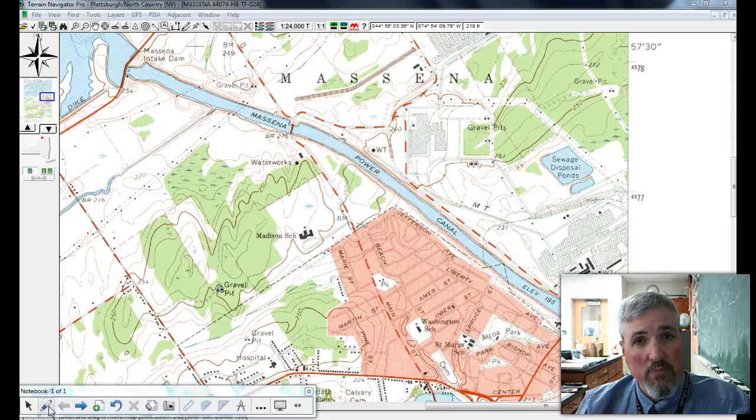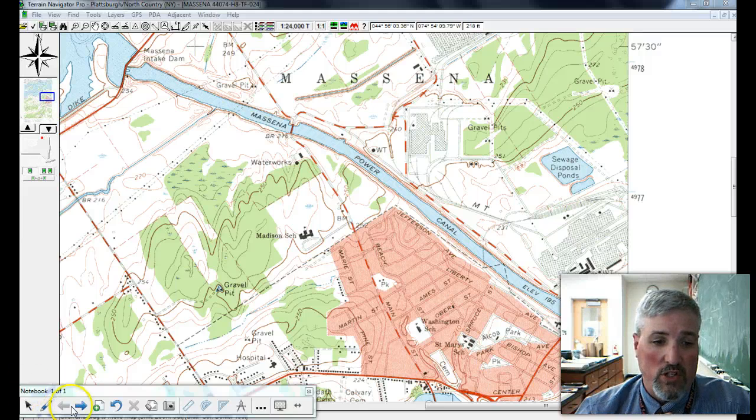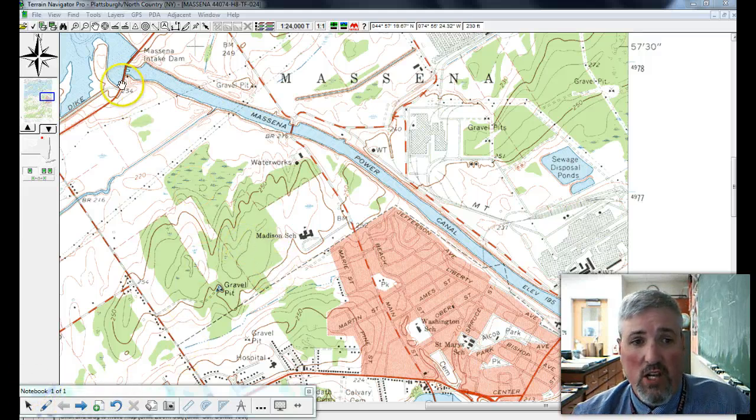Underneath the map, there are 3 lines. The top line is in miles, the middle line is in feet, the bottom line is in kilometers. You're going to use the kilometers. Now, some folks are going to be inclined here. Here's the Massena Power Canal. It starts up here at the Massena Intake Dam, comes down through here, and then meets the Raquette River down here in the bottom right-hand corner.